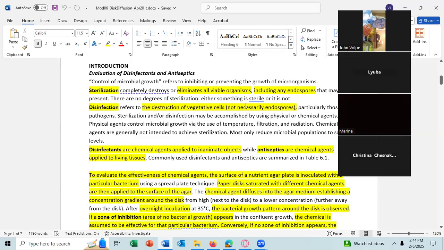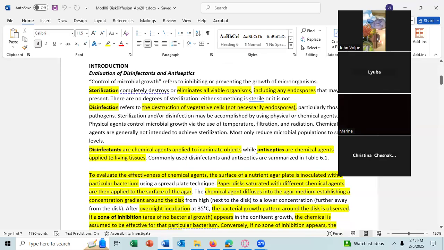A disinfectant is a chemical agent applied to an inanimate object. So when we're disinfecting our toilet, we're going to do that with a disinfectant. An antiseptic is a chemical agent applied to living tissue. So if we apply something to skin to clean it, we're using a chemical antiseptic. And it doesn't matter if it's the same thing. Like if you use bleach on your toilet, it's a disinfectant. But if you use bleach on living tissue, it's an antiseptic.